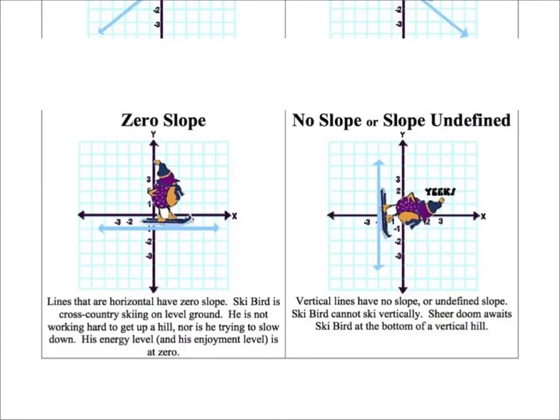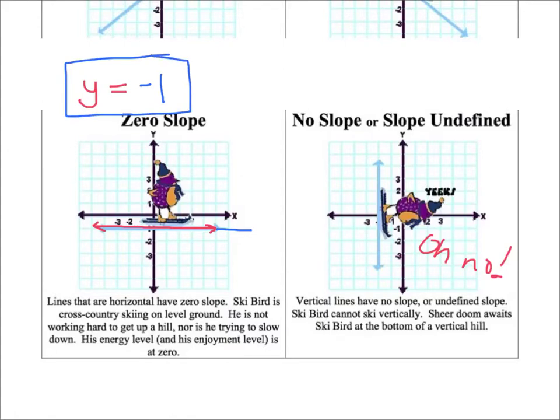The two that I want to make sure that I point out again is zero slope and slope undefined or no slope. Remember, this one is the one where he would say, oh, no, because he's going to end up crushing his beak. All right, so this equation for this line for zero slope, you'll notice it's going through the y-axis. So that means we have y is equal, and it's going through at -1. That line is -1. So your equation for this line is just y equals -1.